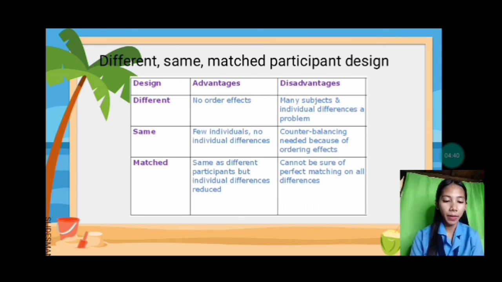In matched participants, also called pairwise design, participants are matched in pairs based on certain user characteristics such as expertise and gender. Each pair is then randomly allocated to each condition. The advantages are the same as different participants but individual differences are reduced. The disadvantage is that you cannot be sure of a perfect match on all differences.